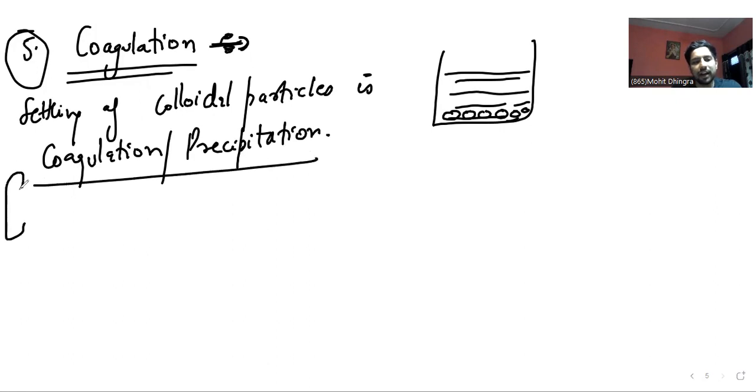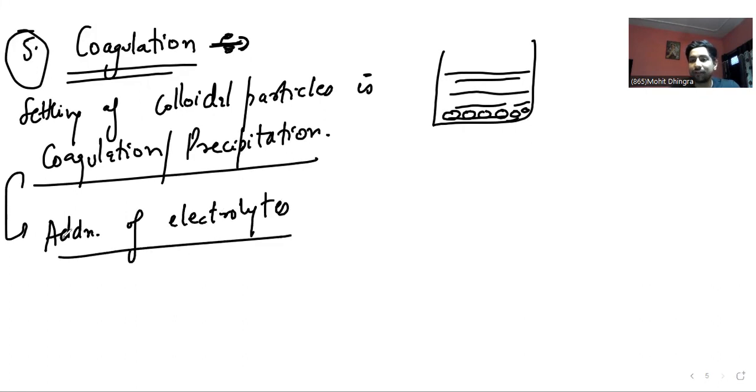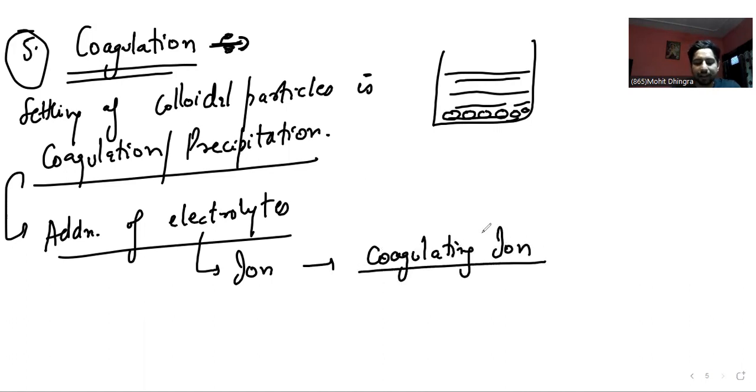Now it can be carried out by the addition of electrolytes. How is coagulation done? For that, we require an external force. So by adding an electrolyte, we can complete this process of coagulation. The ion in the electrolyte which is added for coagulation to happen is called the coagulating ion.